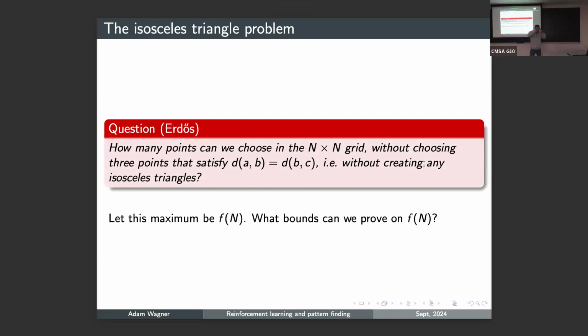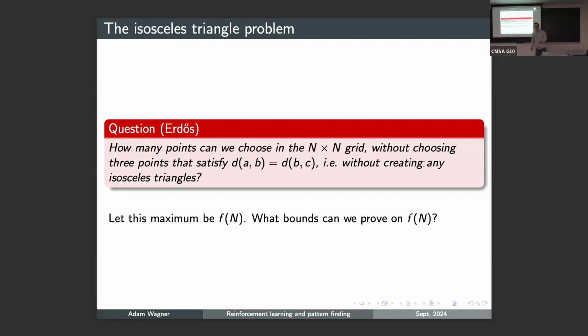The question is, you have the n by n grid. You want to place as many points on this grid as possible. And the only rule is you're never allowed to have 3 points such that the distance between the first two is equal to the distance between the second two. In other words, you're not allowed to create an isosceles triangle, so a triangle with two sides being equal. The question is, how many points can you put on the grid like this?